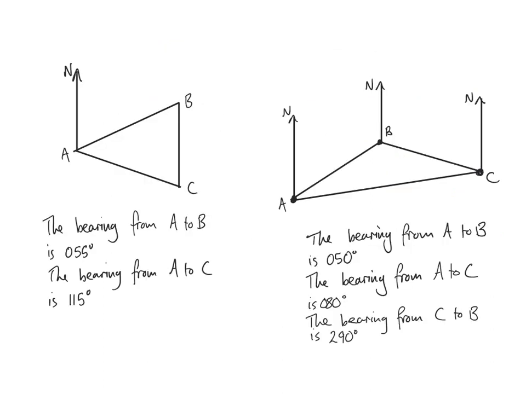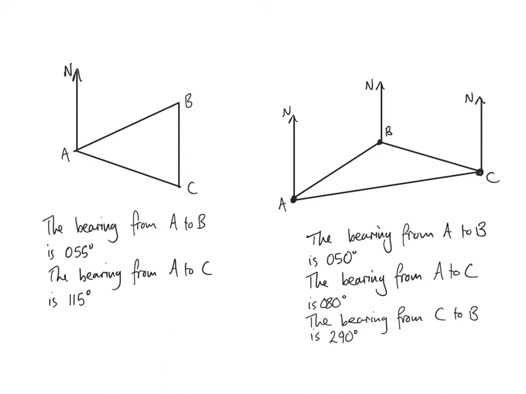Okay, so what I've drawn out here is two triangles. Each of them has points on them for their vertices, so ABC here and ABC here. And some of the points have north lines drawn onto them, so the direction of north. So when you're doing these bearings problems, you've got to almost imagine looking directly down on a map where north is this way, and you're trying to work out the angles here.